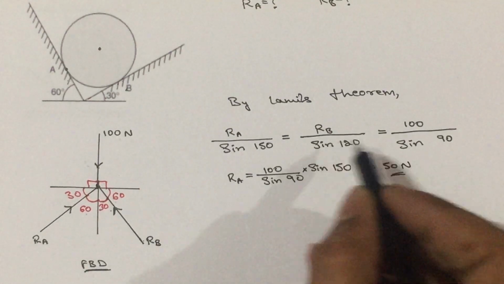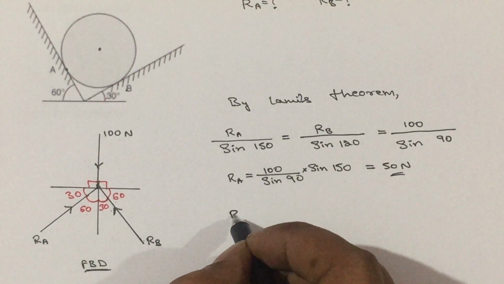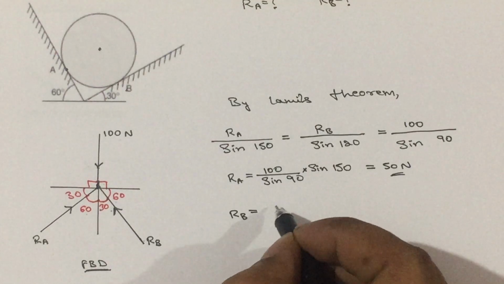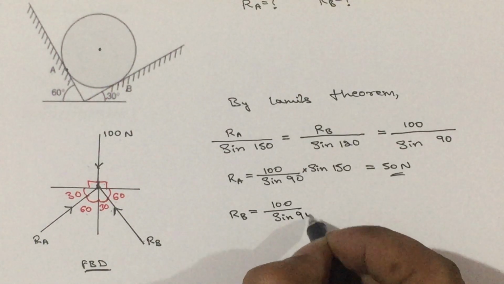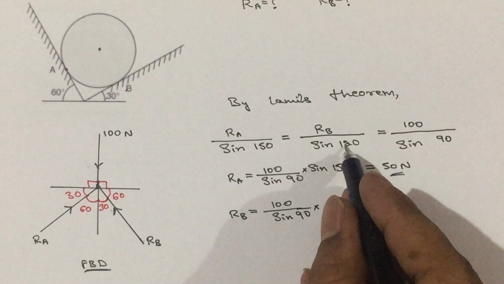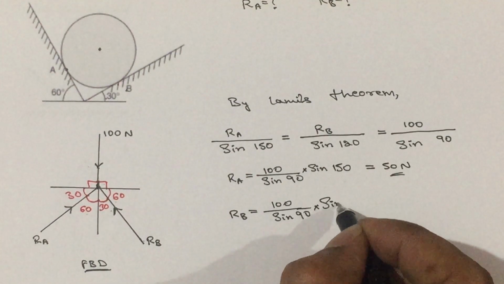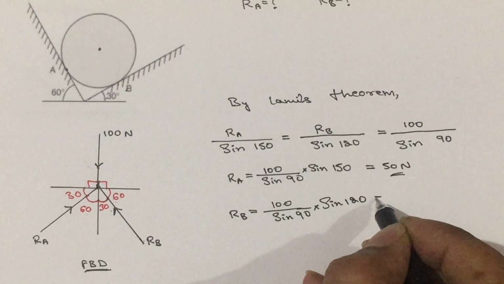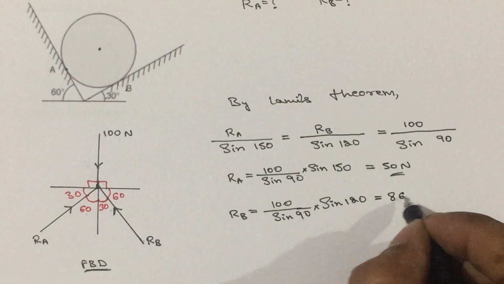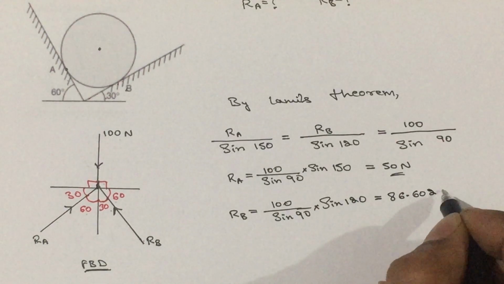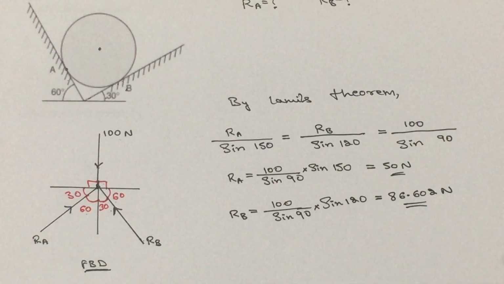So, select the second part and the last part. RB will become 100 divided by sine 90 multiplied by sine of 120. So, you will get RB as 86.602 Newton. So, that is all for this problem. Thank you.